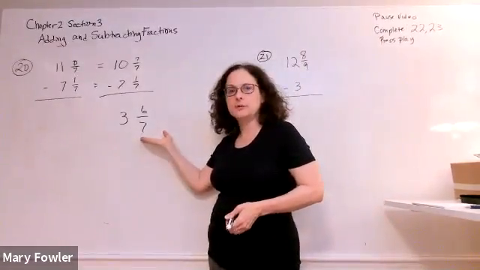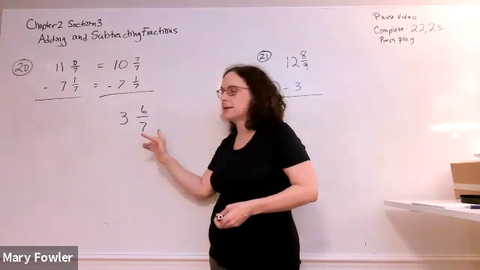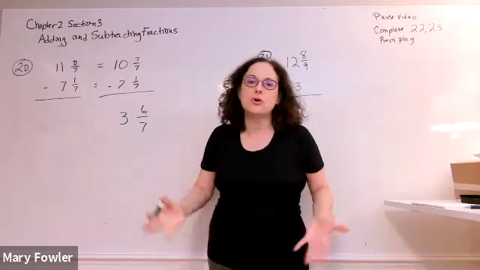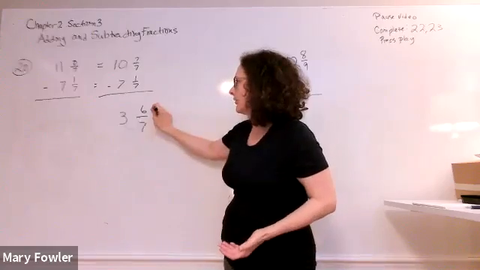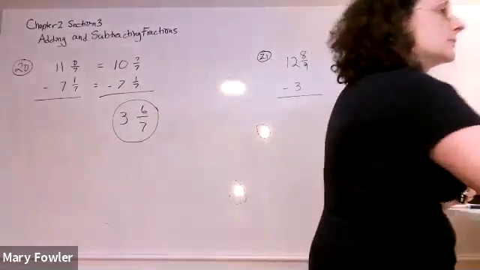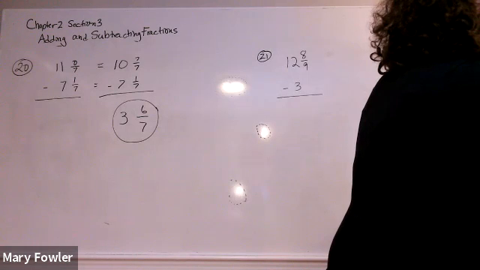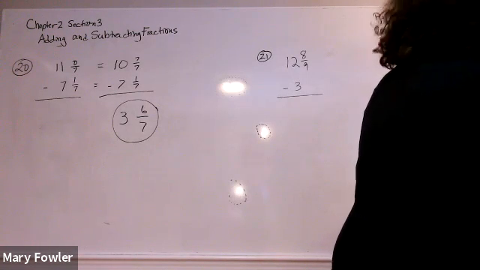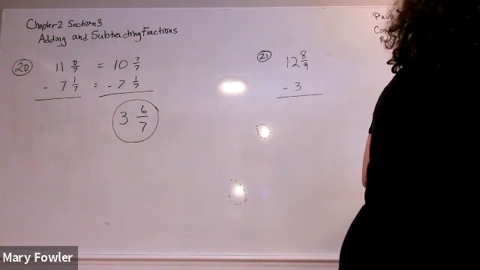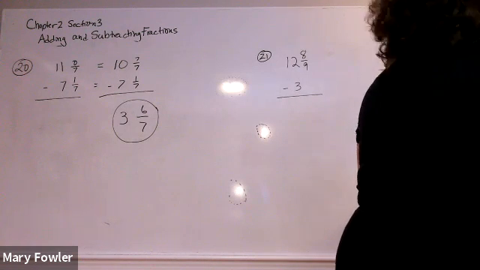Is it improper? No. Is it in lowest terms? Yes. Note that 7 is a prime number, so there's no reduction. So now we're allowed to circle the answer. Okay, I'm just going to check it and make sure we got the right answer. I realize I should be doing that. 3 6/7 is the correct answer.